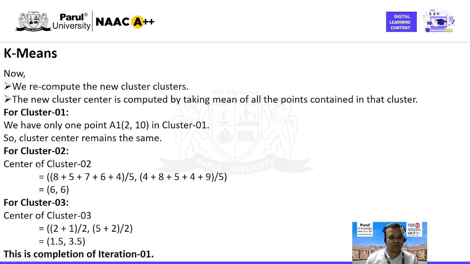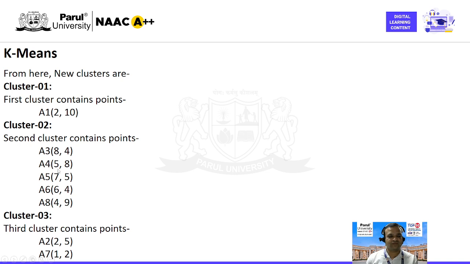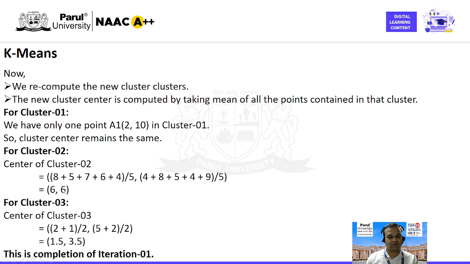For cluster number 2, we calculate the mean. Just add 8 plus 5 plus 7 plus 6 plus 4 over 5. Similarly, on this side, 4 plus 8 plus 5 plus 8 plus 9 over 5. We calculate and divide by 5, and we get 6 comma 6. This is the center of cluster number 2.